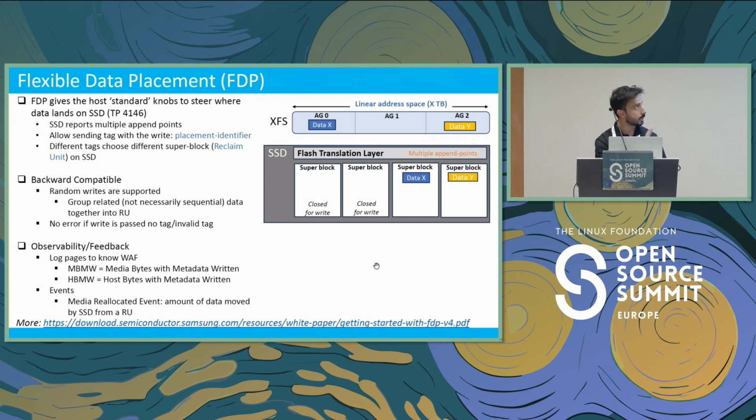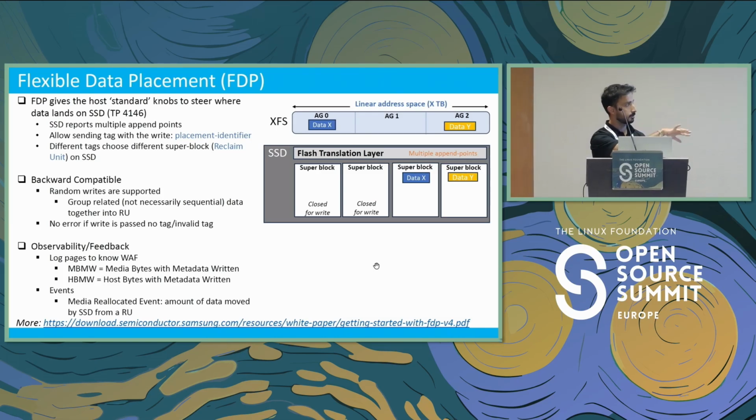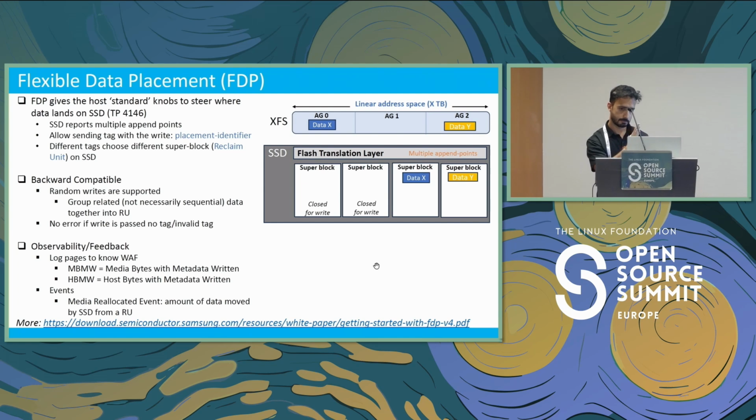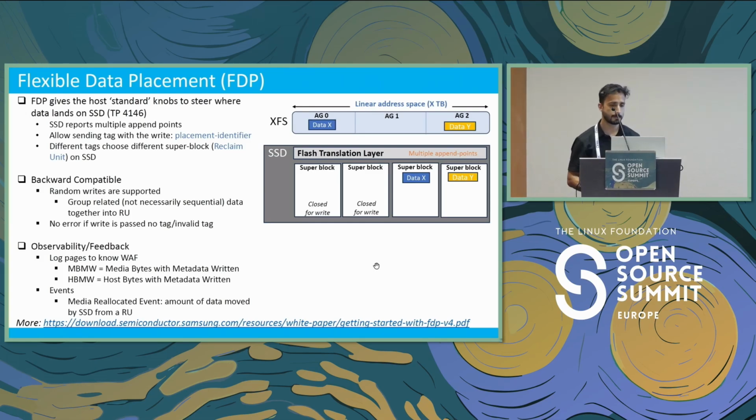So if you look at the right hand side picture, what would happen now is the same thing. Imagine XFS has two AGs, data X and data Y. Now with XFS, when it actually writes data to the SSD, it has to send a placement identifier. If it does, it will go to a different super block. In this case, we have multiple append points, two append points. And for AG2, it can place it separately. So the semantic gap that we have between the file system and the device can be reduced or eliminated.